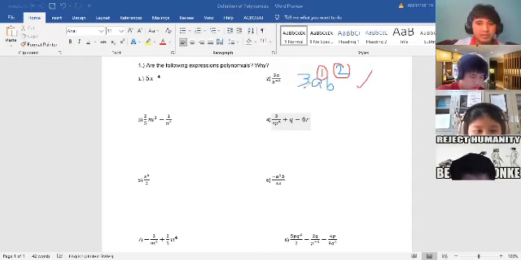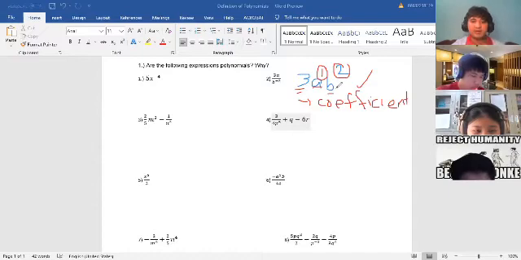And this is what you call the coefficient. 3 is called the coefficient of the monomial. So this is a monomial because there's only one term. A and B are the variables. Okay. All right. Next, number 3.